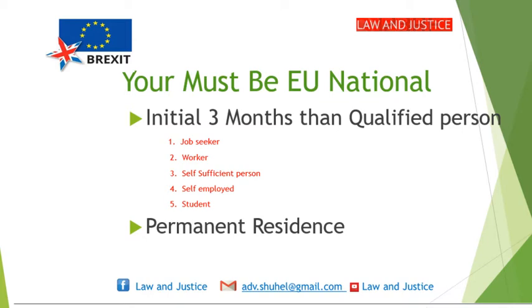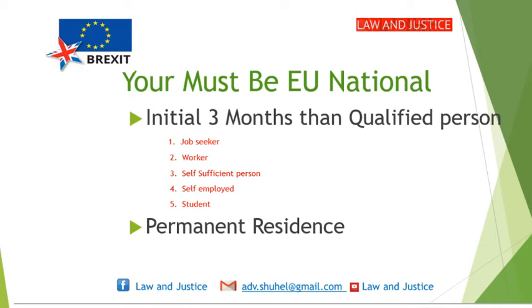Very shortly, to be a qualified person, you have to be either a job seeker. As a job seeker, you can reside up to 91 days, or you have to be a worker, self-employed person, self-sufficient person, or student. If you reside as a self-sufficient person or student, you must have comprehensive sickness insurance. If you are one among this group, you and, to some extent, your family members or relatives can reside with you in the member state.